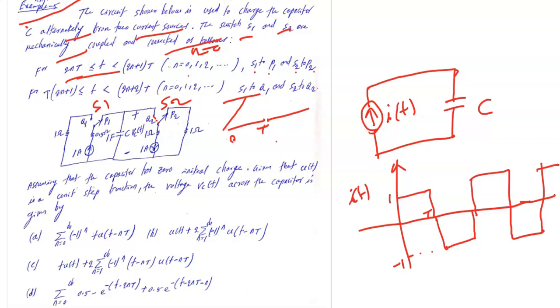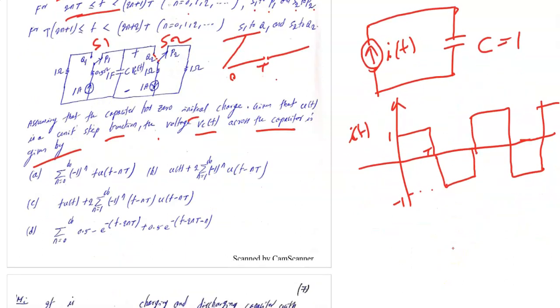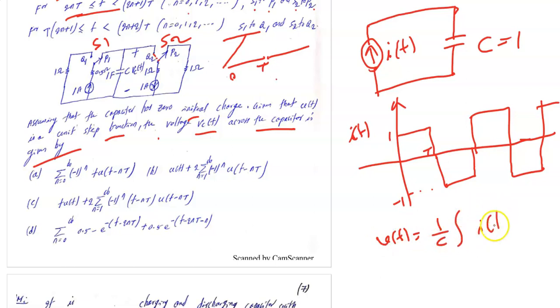If you have identified this, then it hardly takes another 30 seconds to write whatever they have asked. Assume that the capacitor has 0 initial charge, and given that u(t) is a unit step function, the voltage v_c(t) across the capacitor is given by, and you know C is 1 farad. So what is the relation for the voltage? V equal to 1 upon C integration of i dt, because step by step you have to do.